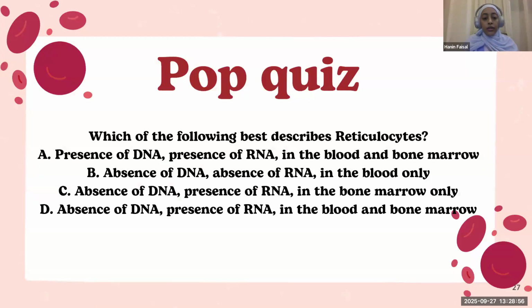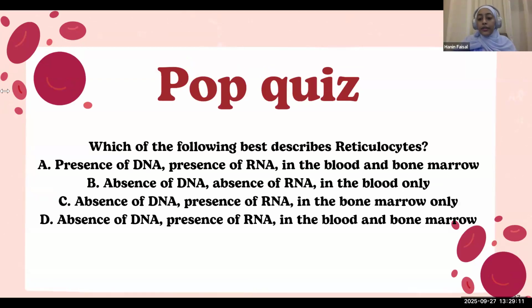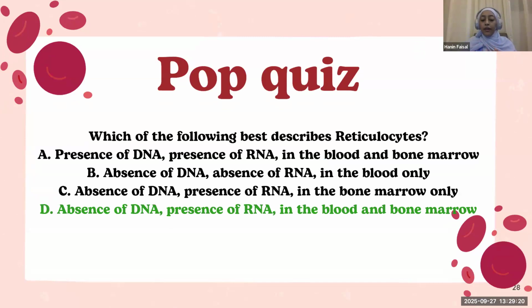Okay, another pop quiz. Which of the following best describes reticulocytes? Yes, perfect. As you all said, it's D. So there is RNA, there's no DNA, and it's found in the blood and bone marrow. By the way, guys, all the pop quizzes I put are from previous batches, from our actual exams. So even if you think the information is low yield, it still comes. I didn't know that this information is important. So it's important to solve past questions and keep it a secret.